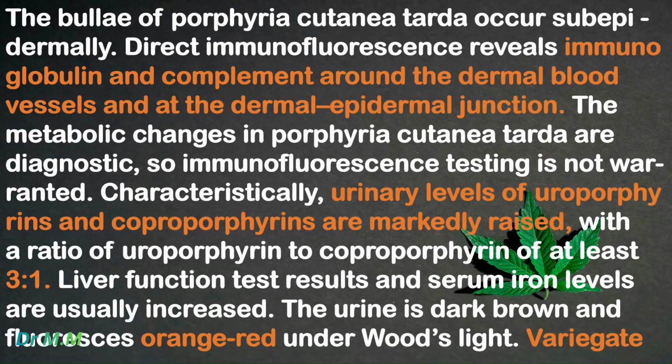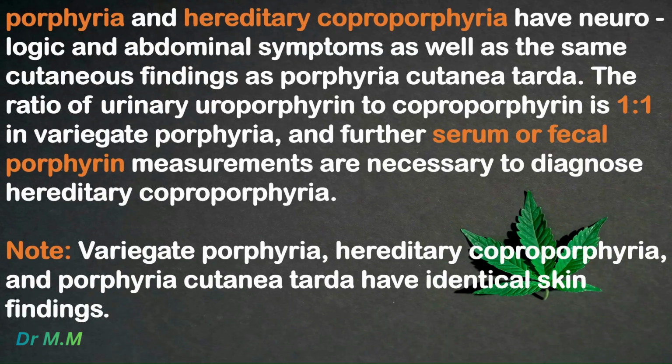orange-red under Wood's light. Variegate porphyria and hereditary coproporphyria have neurologic and abdominal symptoms as well as the same cutaneous findings as Porphyria cutanea tarda. The ratio of urinary uroporphyrin to coproporphyrins is 1:1. In variegate porphyria and hereditary coproporphyria, serum or fecal porphyrin measurements are necessary to diagnose. Note, variegate porphyria, hereditary coproporphyria, and Porphyria cutanea tarda have identical skin findings.